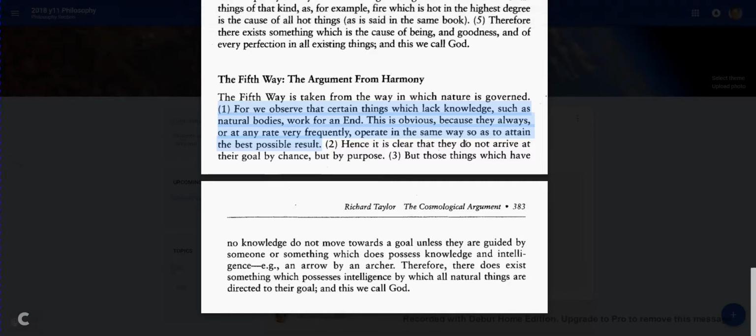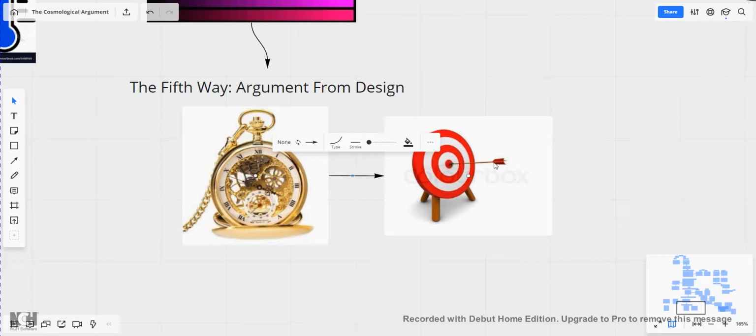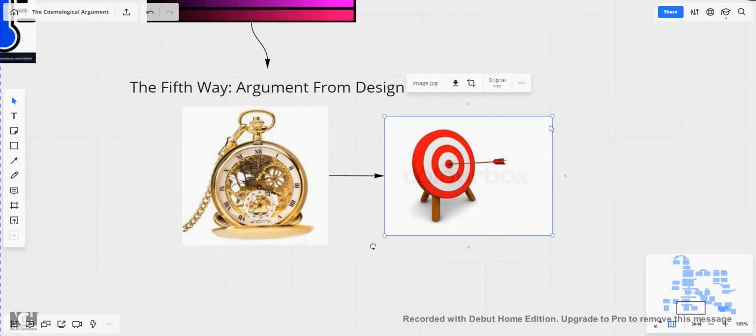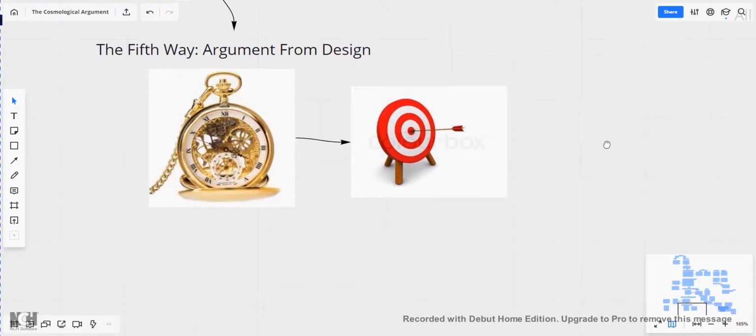Hence it is clear that they do not arrive at their goal by chance, but by purpose. But those things which have no knowledge do not move towards the goal unless they are guided by something or someone, i.e. God. Just like the arrow example, the arrow didn't steer itself to the target. It was put in motion by an intelligent archer. Now, though we're not capable of knowing God's true purpose, we can see evidence of his purpose in the predictability of objects based on the laws of motion. There's evidence that makes it look like the universe is functioning appropriately, so something must have put this in motion in the first place. That's what he's arguing.